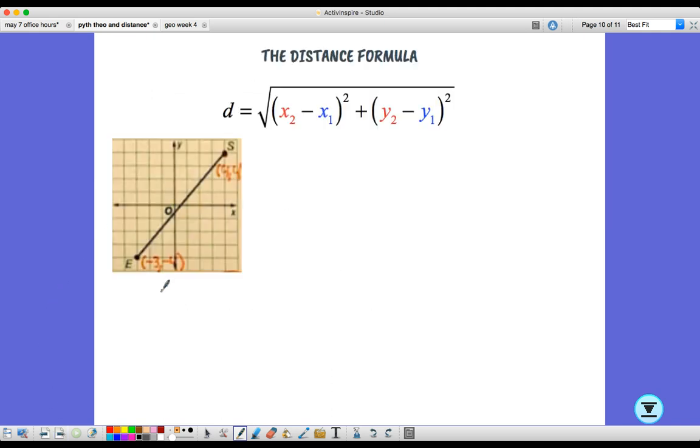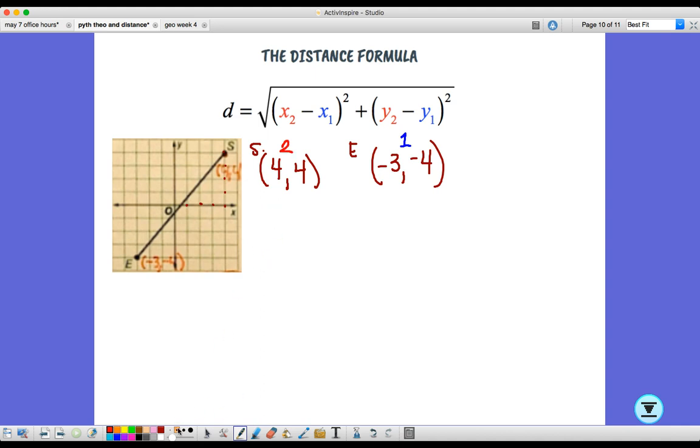Going on to the distance formula. So the first thing I need to do is identify where points S and E are. So S is at 1, 2, 3, 4, 1, 2, 3, 4. So we have S at points 4, 4. And then I have point E as -3, -4. So then I need to plug in my X values and my Y values. I'm going to label this one as point number 1. And I'm going to label this one as point number 2.